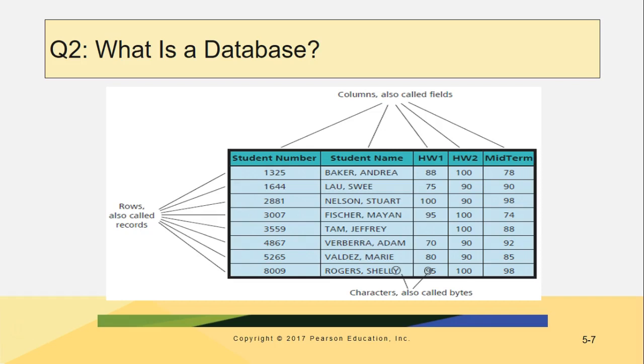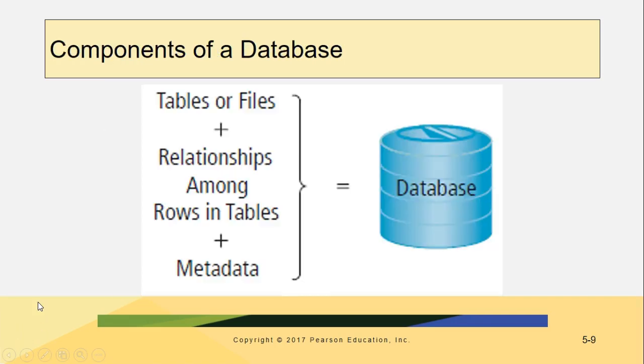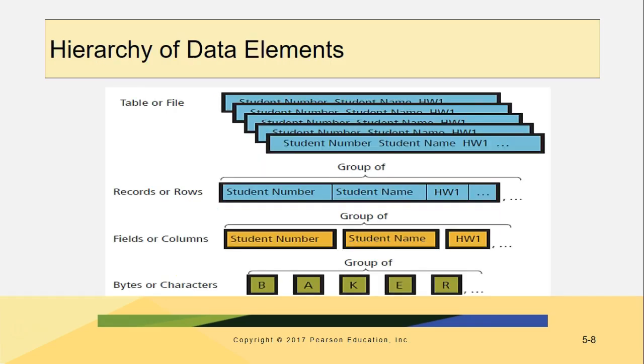And when we talk about what is a database, let's go to this slide. It says a database is tables or files, which we built in Access, relationships among those rows in the tables, which we built in Access. Remember, the thing that uniquely identified a row in a table was a primary key. And when we reference that primary key from another table, we called that a foreign key. So that's how we tied things together. And also metadata. And metadata is data about data.